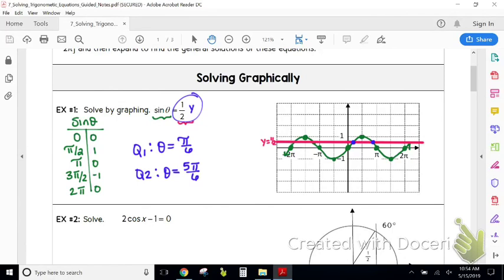But what if I wanted all the solutions? What would I put then? Well, remember that every coterminal angle to those two angles would be a solution, right? Yes. And so we would put plus 2 pi n on both of these to represent the coterminal angles.